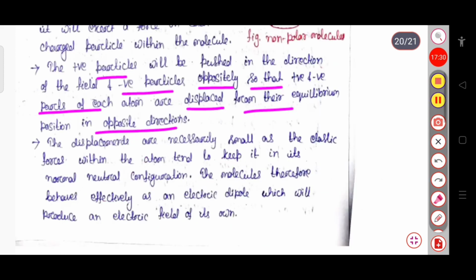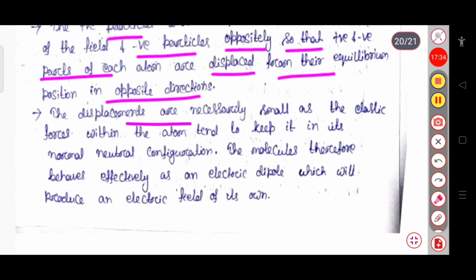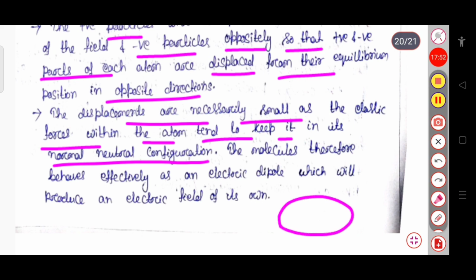Now see, the displacements are necessarily small, as the elastic forces within the atom tend to keep it in its normal neutral configuration. We are discussing the non-polar molecule here. In case of the non-polar molecule, the displacement means the separation between the positive charge and the negative charge, because on the application of the electric field, they get separated. But this separation is very small in nature.